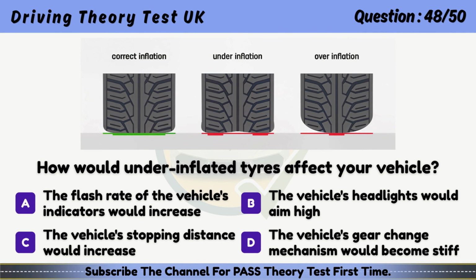Question 48. How would underinflated tires affect your vehicle? Option A. The flash rate of the vehicle's indicators would increase. B. The vehicle's headlights would aim high. C. The vehicle's stopping distance would increase. D. The vehicle's gear change mechanism would become stiff.